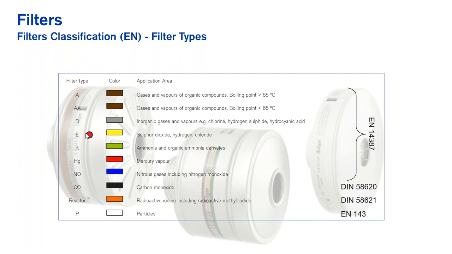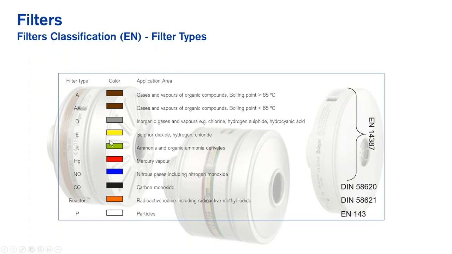There's also B for inorganic gases, such as low concentration of H2S or hydrogen cyanide acid. E, which caters for sulfur dioxide, hydrogen chloride. And the most common one, in a way, K for ammonia gases. We have special gases, such as NO for nitrous gases, CO for carbon monoxide. So these are some of the special gases that are only available in the EN or DIN standards, which we offer to customers, and they are only one-time use within a certain time limit. And of course, the last is particles, which actually help to filter away solid particles or aerosols in the air itself.